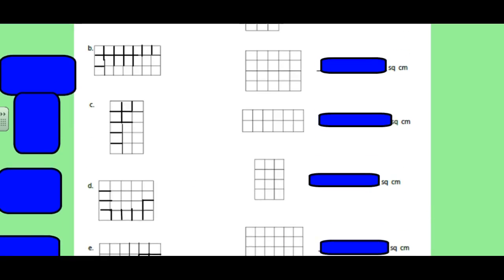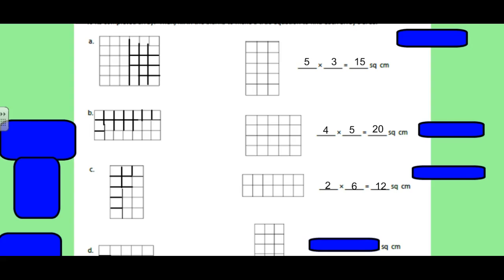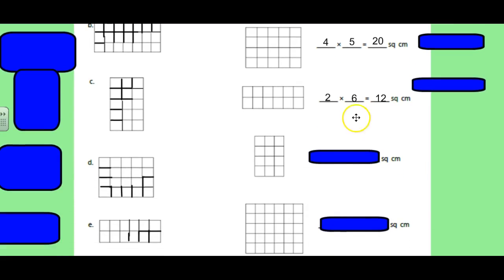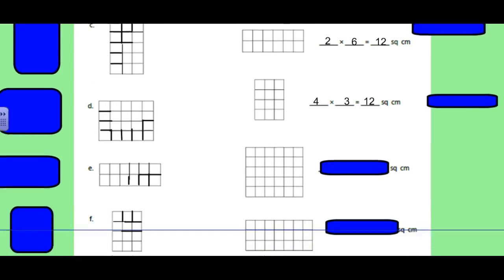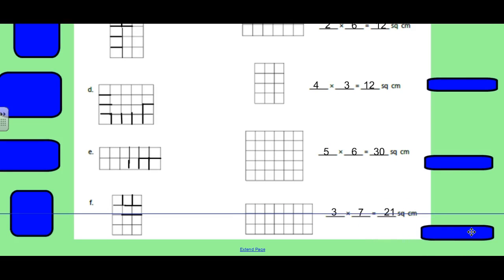Okay, so back over here on the other side, I'm just going to go through the areas. This should have been 4 times 5 equals 20. This should have been 2 times 6 equals 12. Right here should have been 4 times 3 equals 12. This one would have been 5 times 6 equals 30. And this one is 3 times 7 equals 21.